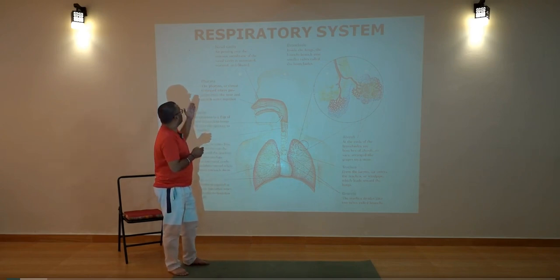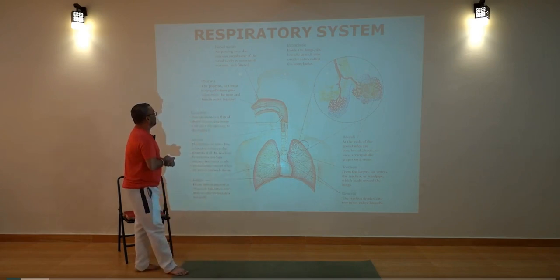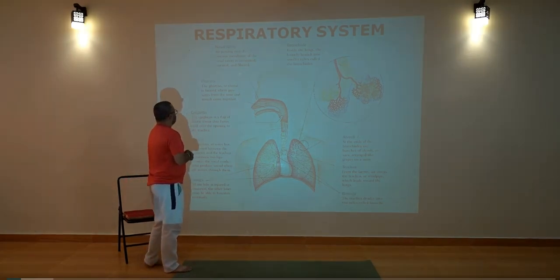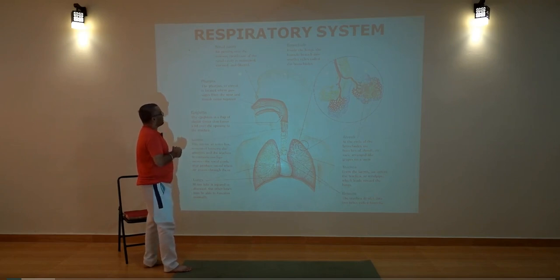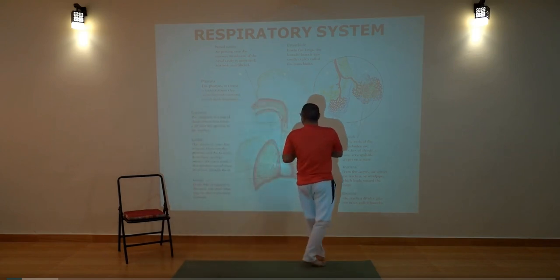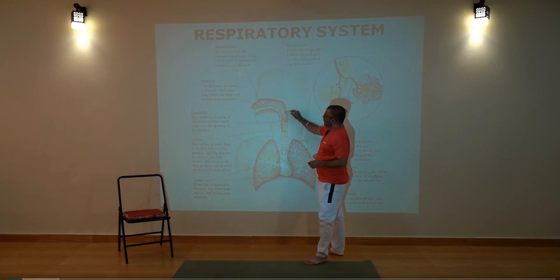Then if we come to the next one, we have the pharynx or throat, located where passages from the nose and mouth come together. So here you can see this is the part where the nose and mouth connect together. Here we have the epiglottis, which is just below this pharyngeal area.